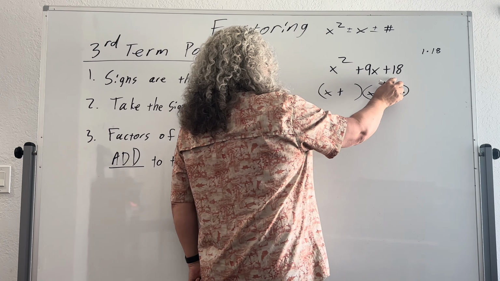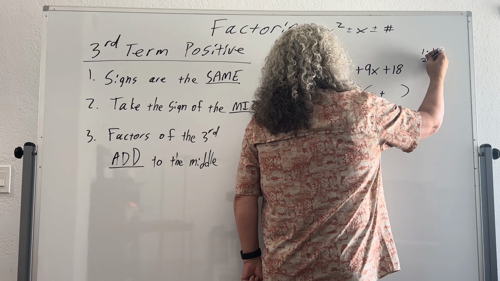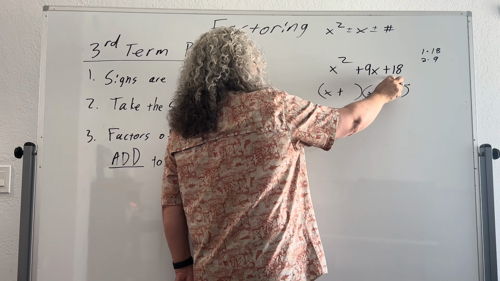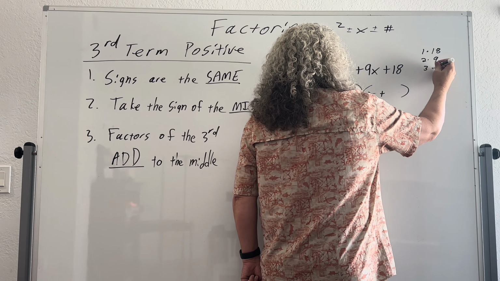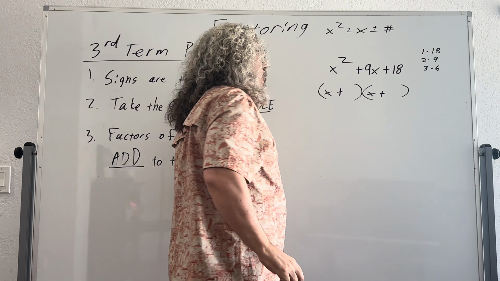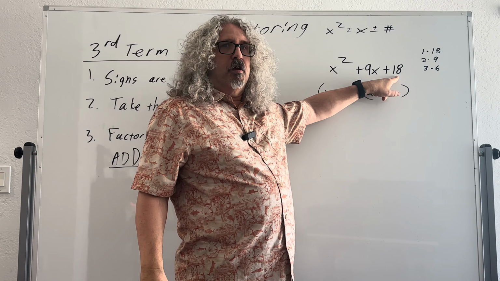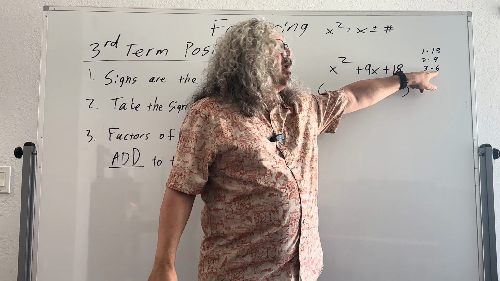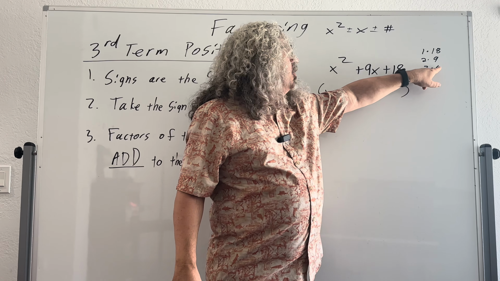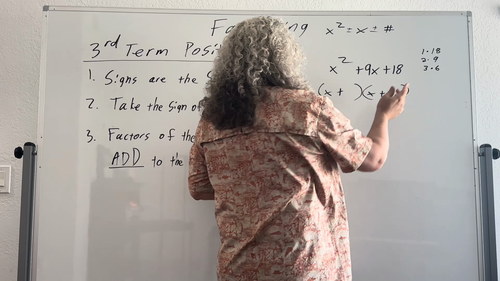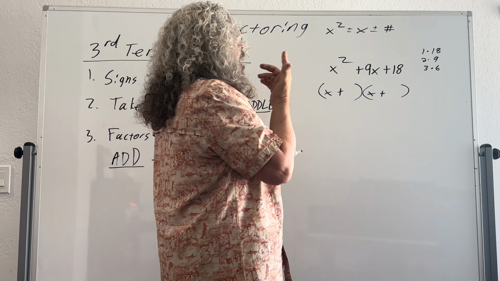1 times 18. Will 2 go into 18? It will. 2 times 9. Notice how the numbers are getting closer together. Will 3 go into 18? Yes. 3 times 6. Will 4 go into 18? No. 5? No. 6? Yes. But look, I already have 6. I'd just be going back to this, so I'm done. Once the numbers touch each other and get to the middle, I'm done.